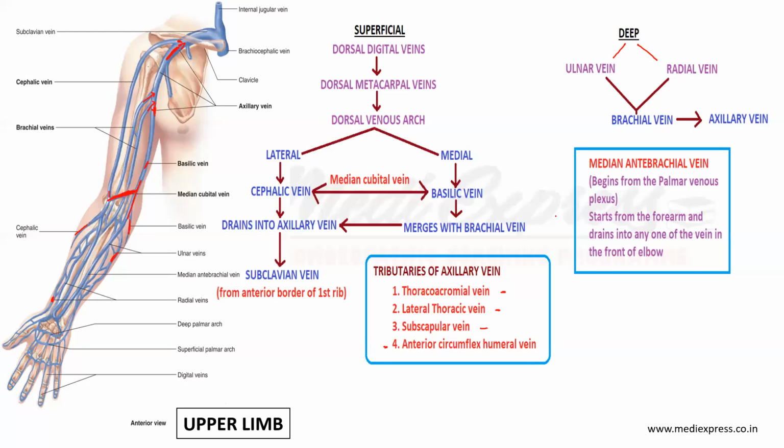Now in the examinations, one particular vein has been asked repeatedly, that is the median antebrachial vein. You can see over here we have the median antebrachial vein. It begins from the palmar venous plexus. Remember, it begins from the palmar venous plexus. It starts from the forearm and drains into any one of the veins in front of the elbow. That you have to remember. And that is called the median antebrachial vein. So this was about the venous drainage of the upper limb.